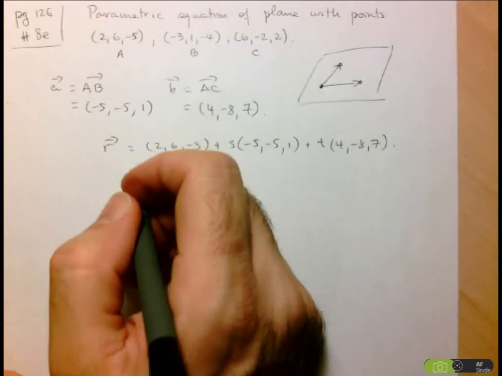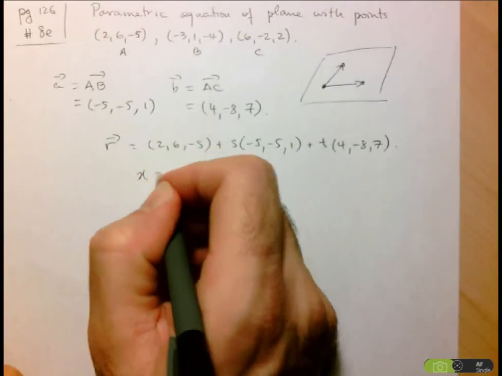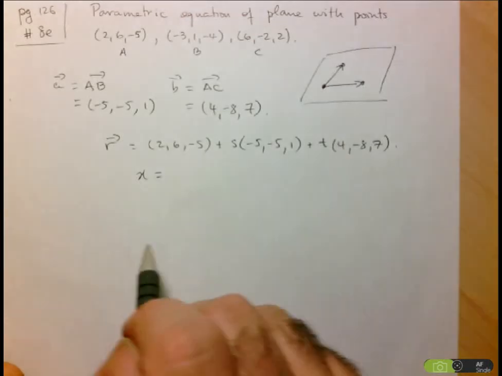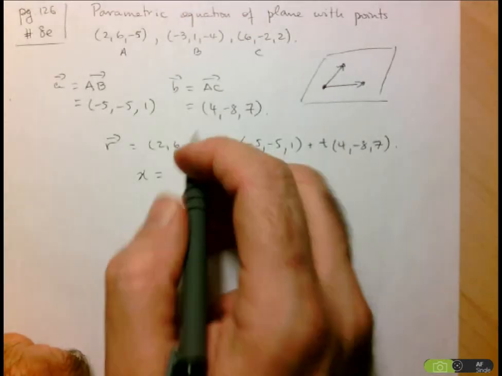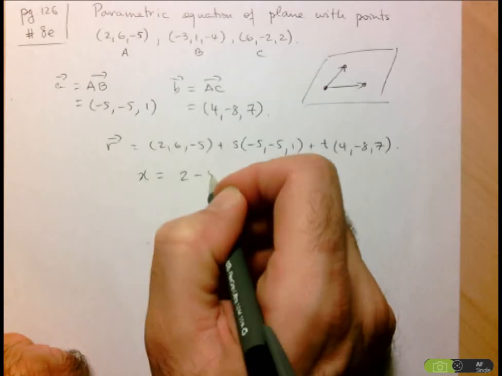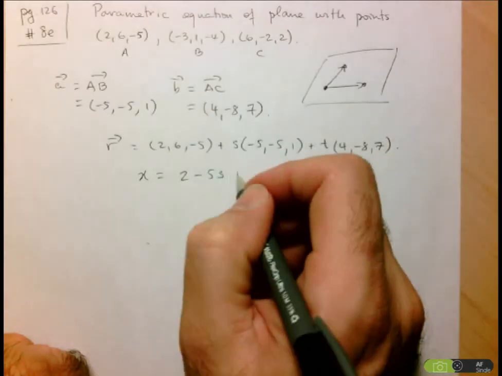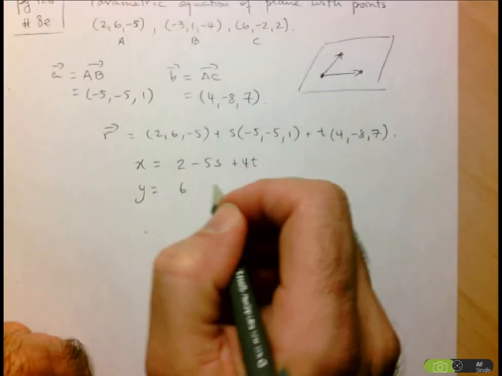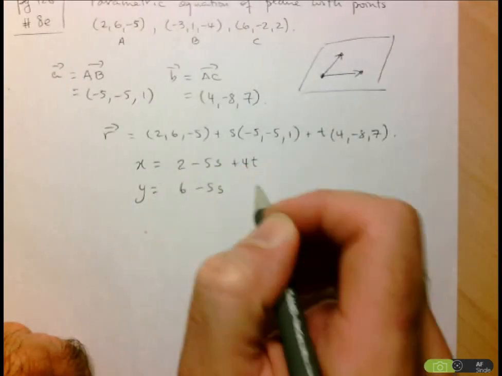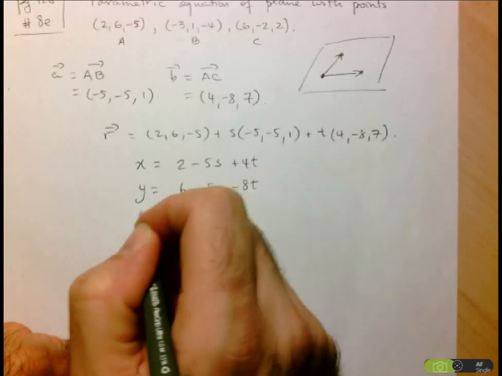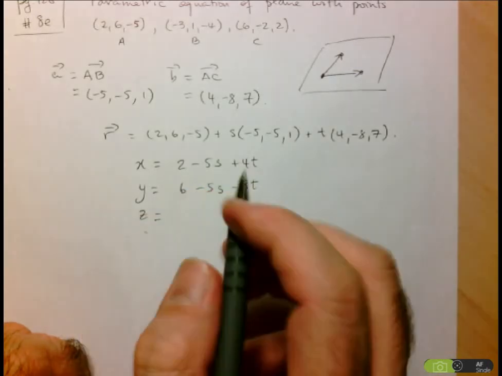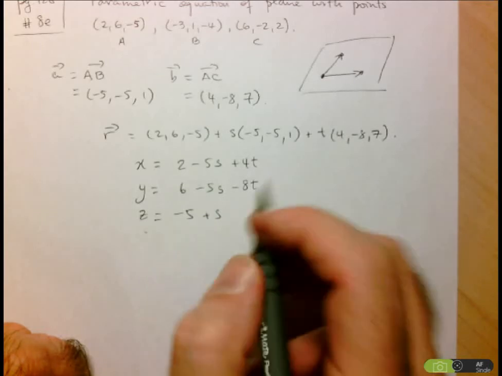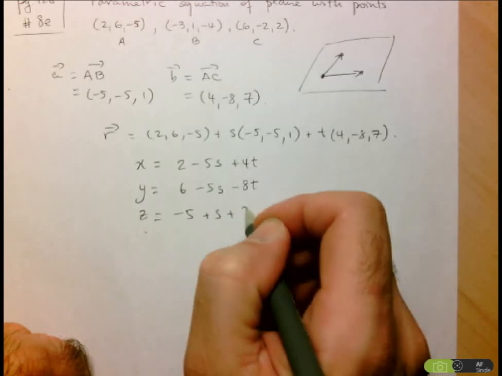And then if we write it in parametric form, we're just separating out the individual components when I add all 3 vectors here. So I've got x is equal to 2 minus 5s plus 4t, y is equal to 6 minus 5s minus 8t, and then z is equal to -5 plus s plus 7t.